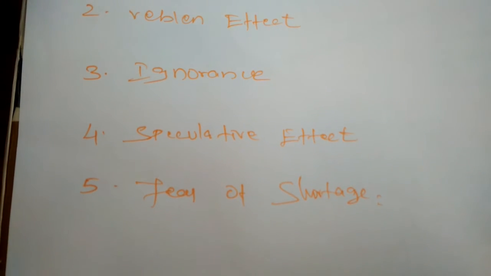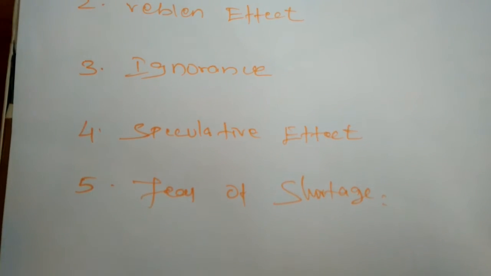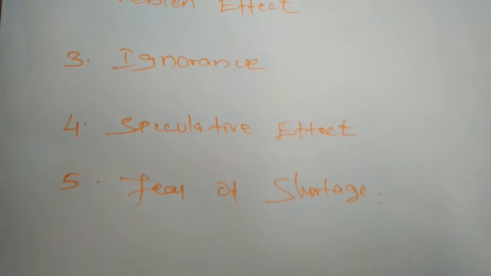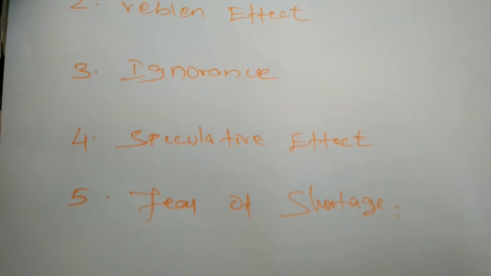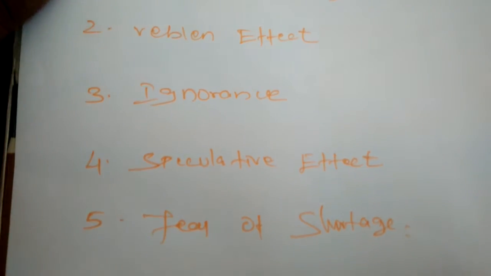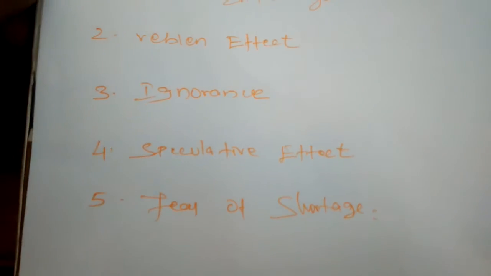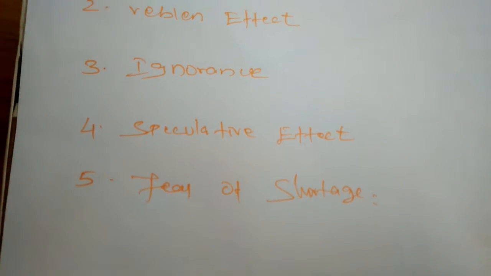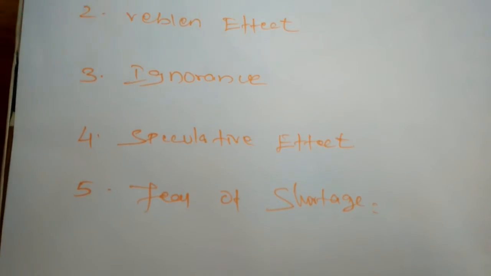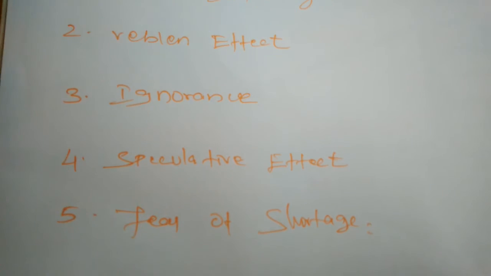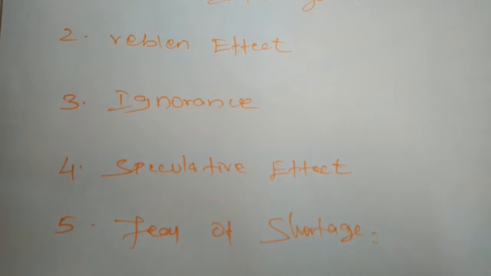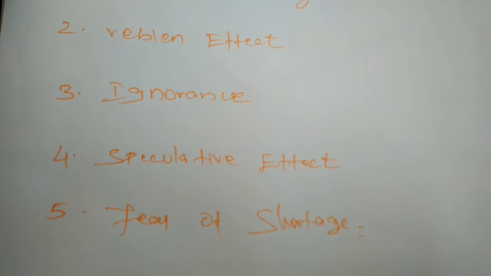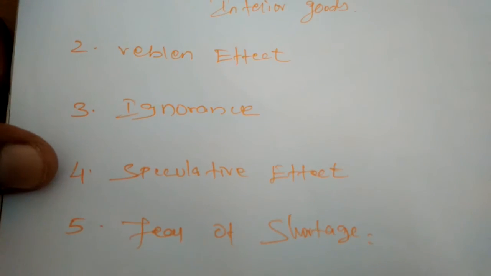Next is the speculative effect. If the price of a commodity is increasing, then the consumer will buy more of it because of the expectation that it will increase further. For example, the stock exchange and the price of gold. Now if you see the news, the price of gold is increasing daily, so people want to buy more gold because of speculation. In speculation, they predict the price will increase in future. So the speculative effect is also one of the reasons for the exception to the law of demand.